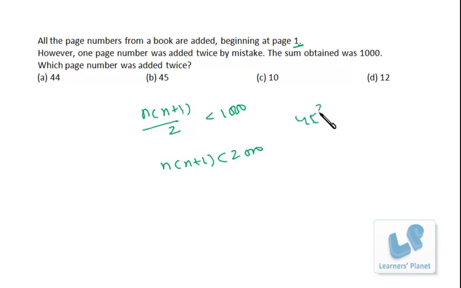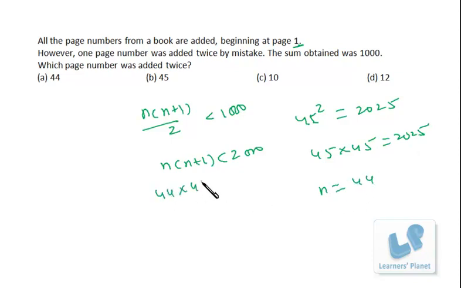See, 45 square is 2025. That means 45 into 45 is 2025. Okay, so n cannot be more than 45. Even 45, n cannot be, because 45 into 46 will go beyond 2025. Okay, so n should be 44 at max. So 44 into 45 will be less than 2000. Okay, that is the maximum value of n that can be achieved.